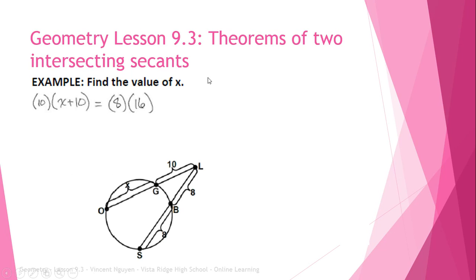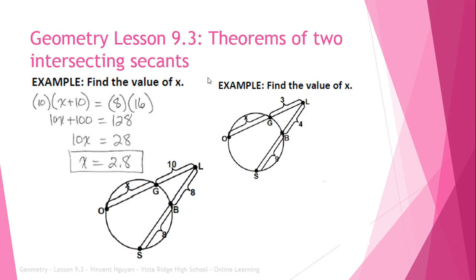And here's your equation. You're going to multiply the 10 through, and multiply the 8 and the 16. This is all algebra, guys. Subtract the 100 and divide it by 10, and x would equal 2.8. One more.